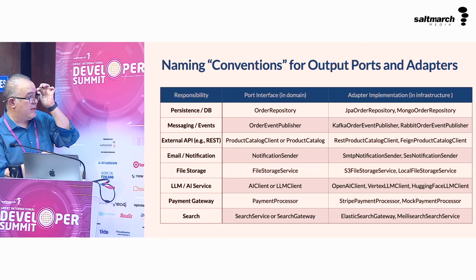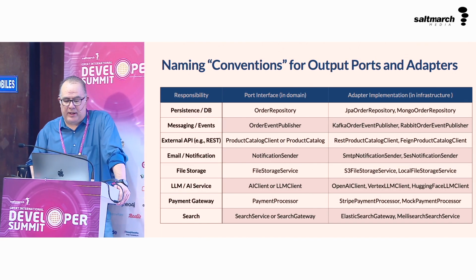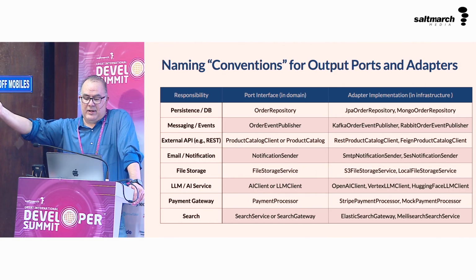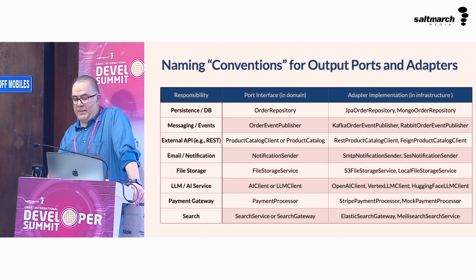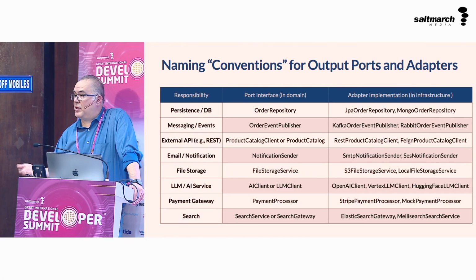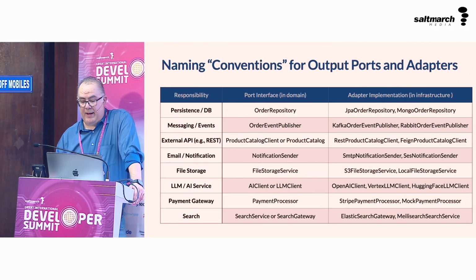So if you have an interface for a repository, then you can have a port interface like order repository, which is going to be the interface as to how I want to persist order, for example. But the adapter can be JPA order repository, Mongo order repository. Publisher would be for messaging events. So if I want to send to Kafka or RabbitMQ, then I can have the specific implementations for that.